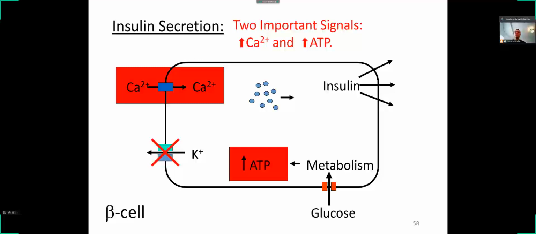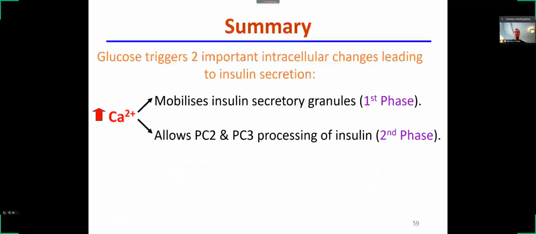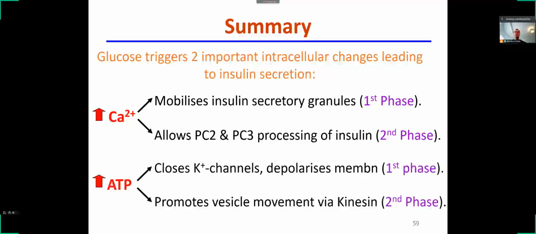You then get influx of calcium. This calcium then triggers those endopeptidases. You get the first wave release, right? So first wave release, first phase, which is 5% roughly. Then with the active endopeptidases, you get packaging of proinsulin and then processing into insulin and to produce your second wave, okay? And then in this ATP, remember, we close those potassium channels, depolarize the membrane, and promote vesicle movement via that kinesin.